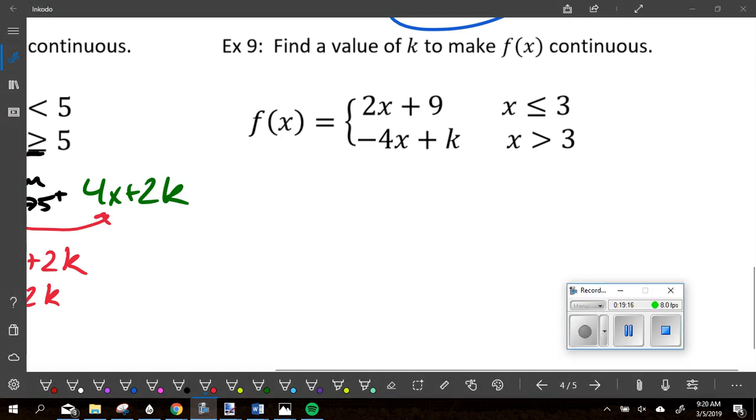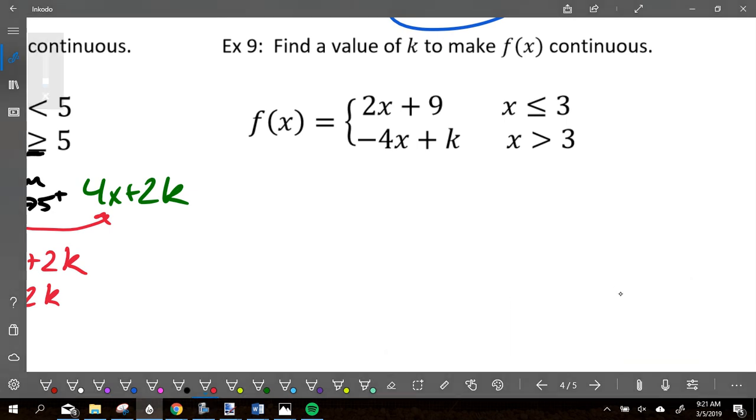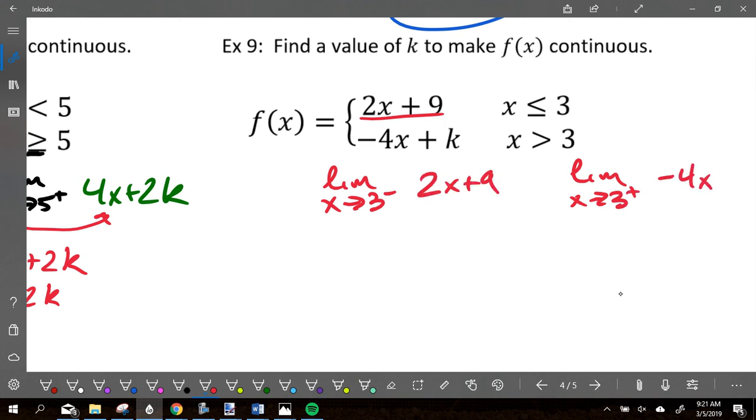In order to find the limit, what has to be true here? What do I need to do with both sides here, Lester, in order to find a limit? Use the top equation, or limit as x approaches 3 from the left, and limit as x approaches 3 from the right. Yep. And what do I need to do with these two equations? Set them equal to each other. In order to have a limit, they need to be equal.